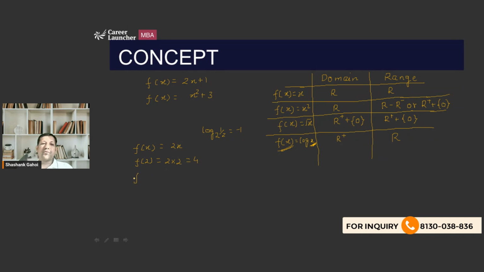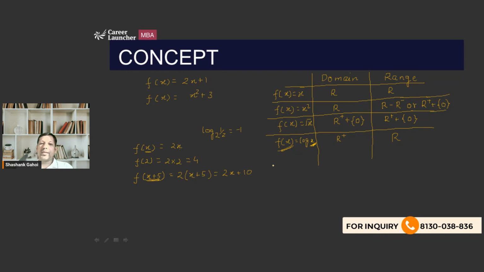But if the question asks, what is the value of f(x plus 5), then what am I going to do? It is going to be 2 times, this is x, instead of x, I need x plus 5. So I am going to replace x by x plus 5. So it is going to be 2x plus 10.